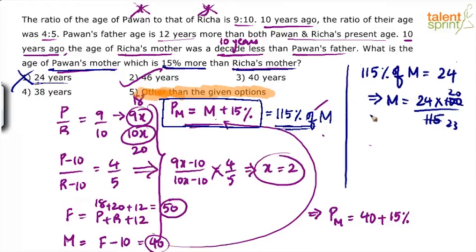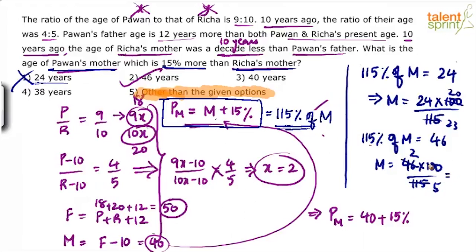Similarly, if you look at option 2, we are saying that 115% of M is equal to 46. You need not write the step always. You can directly say that M will be equal to 46 into 100 by 115. And simple, 23 into 2, 23 into 5. So this gives you an integer value, right? 40. So this could probably be the answer. We are not sure, but this could be the answer.